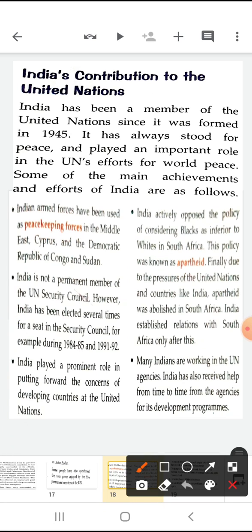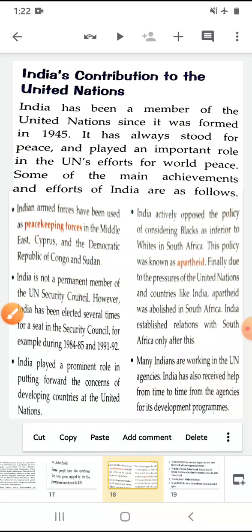Okay, so what is the role of India? India has been a member of the United Nations since it was formed in 1945. It also stood for peace. Indian Armed Force has been used as a peacekeeping force. India is not a permanent member. Still, India was selected several times for a seat in the Security Council. India played an important, prominent role in putting forward the concerns of the developing nations. India actively opposed the policy of considering blacks as inferior to whites in South Africa. Many Indians are working in the UN, and India also received help from time to time from the agencies for its development programs.